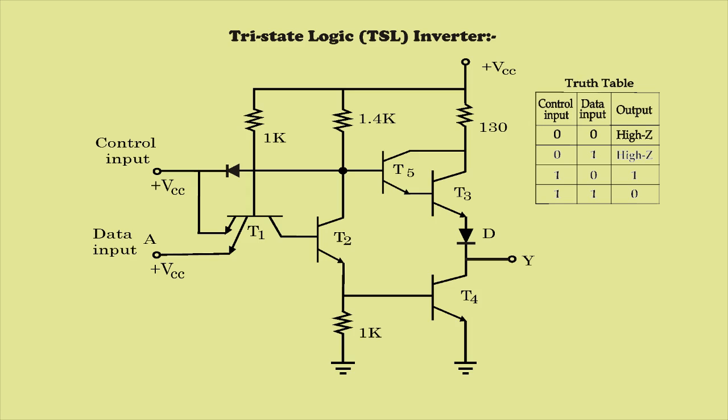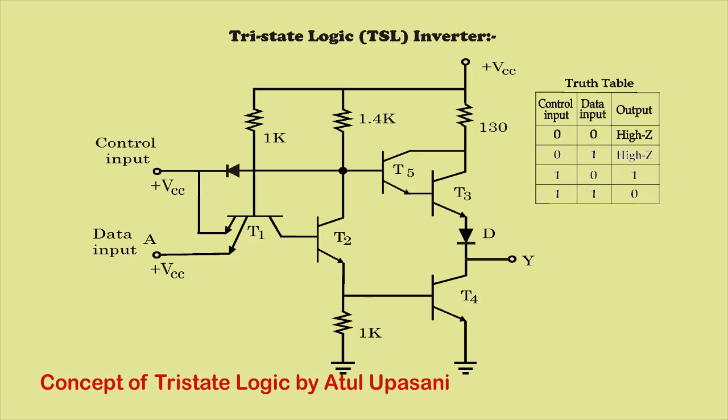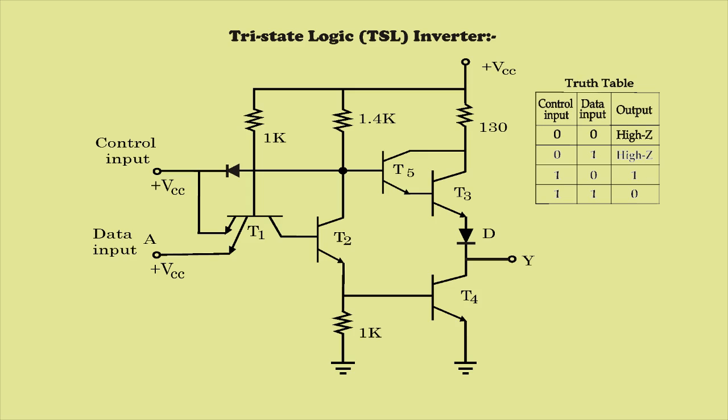So if current is not flowing, we can say that the diodes are off, and if diodes are off, we can say that they are reverse biased. So both the emitters of this transistor are off or reverse biased. So if these are reverse biased, we can say that the transistor T1 is off. If T1 is off, all the current from the power supply plus VCC through the base will move towards the collector. So no current will flow towards the emitter. So this current is flowing through the collector of T1.